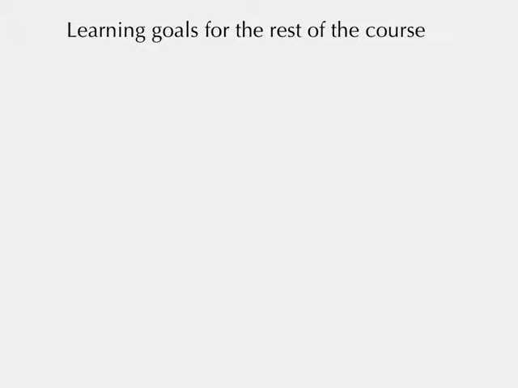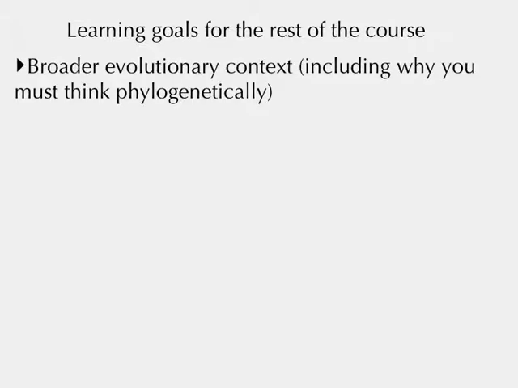Okay, so learning goals for this part of the course. Okay, so I want you to understand the broader evolutionary context of what you're doing, right? Whether looking at ecology of lichen on one individual tree or all of life, right? We need to have a broader evolutionary context of what you're doing. Okay. I want you to know why we build and use trees.